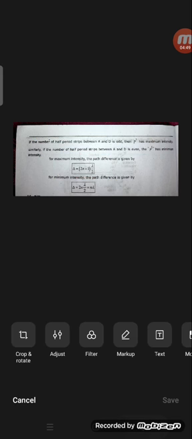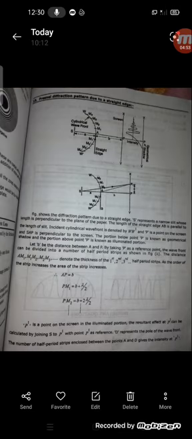So this is the complete part of the Fresnel diffraction due to a straight edge. Almost we have completed the diffraction unit, except the topic of the difference between diffraction and interference.